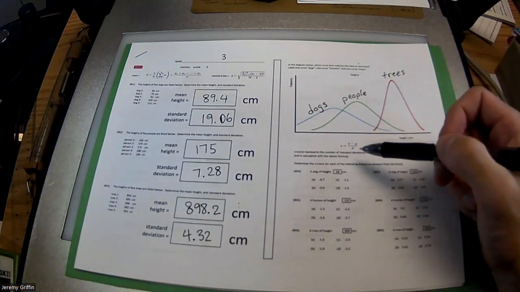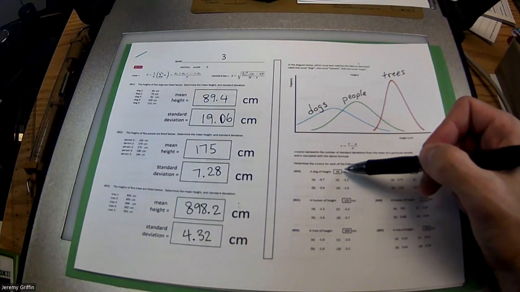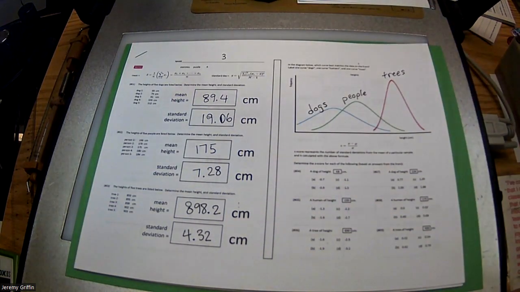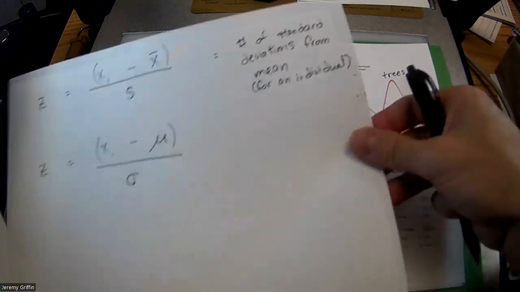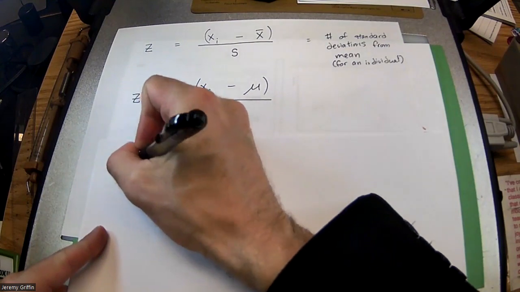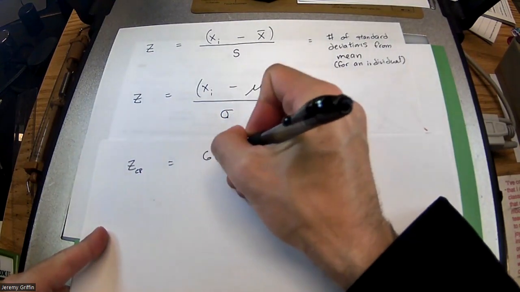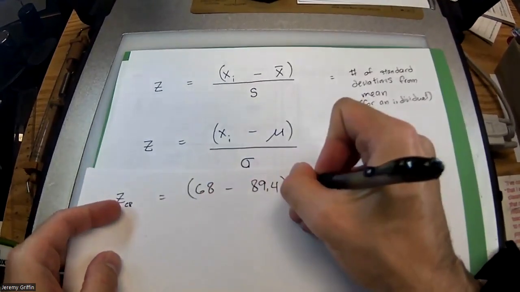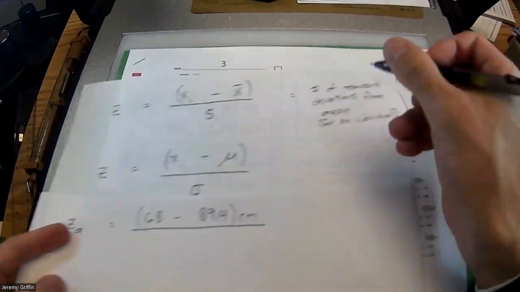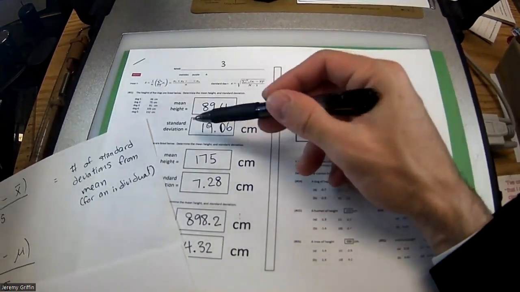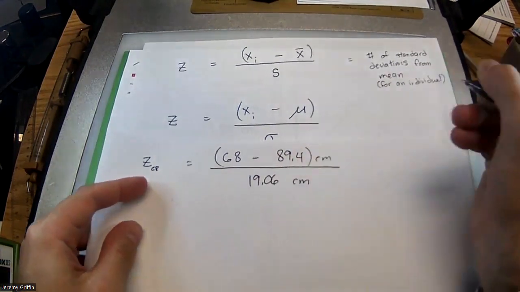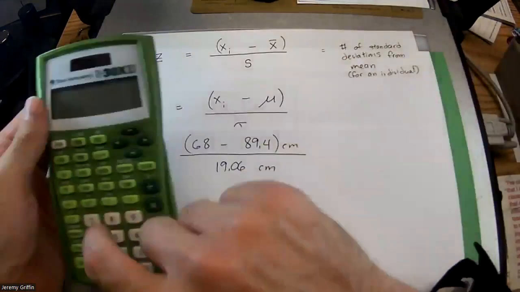So my first dog is so many centimeters tall. Where does that dog fit within the population of dogs? Is this a tall dog or a short dog, and how tall or how short? Well, we can use this right here. So let's try this out. My first dog is this many centimeters tall. I'm going to subtract the mean, which is this right here, all in centimeters. And we're going to divide by the plus or minus factor, the standard deviation for a single dog. What is the Z-score for this dog?